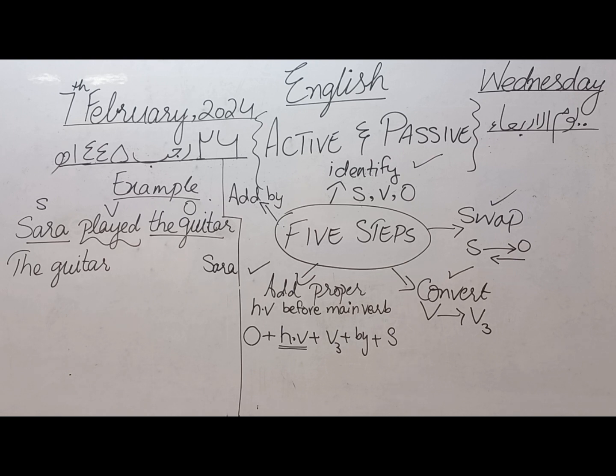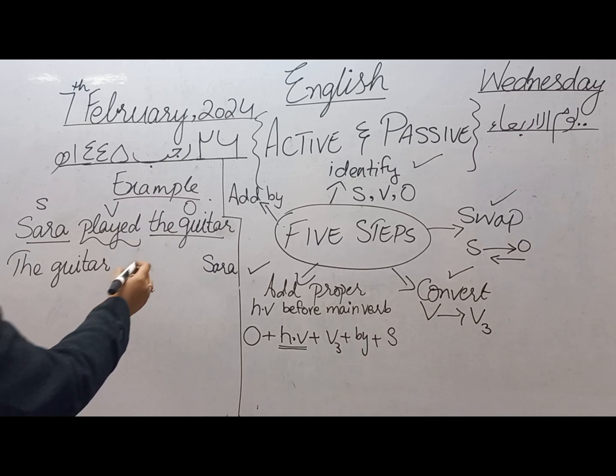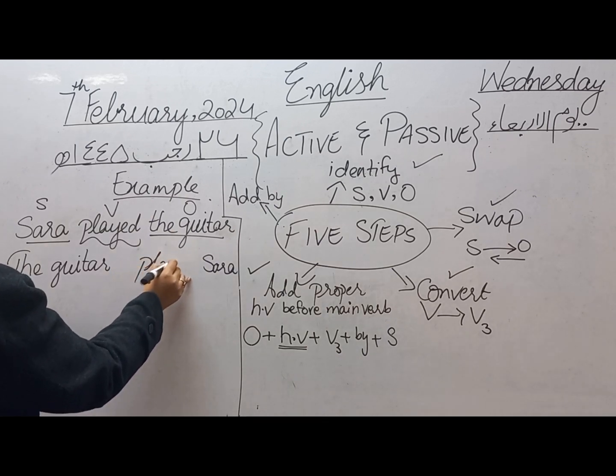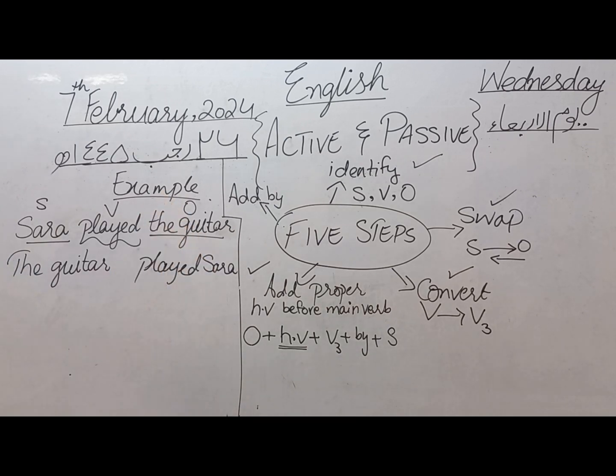Very good. Third step. Verb into verb 3. So what is the third form of played? It is played. Very good. So played. Very good. We are done with the 3 steps. Good. You people are doing very nicely. Fourth step. Now add a proper helping verb before verb 3.